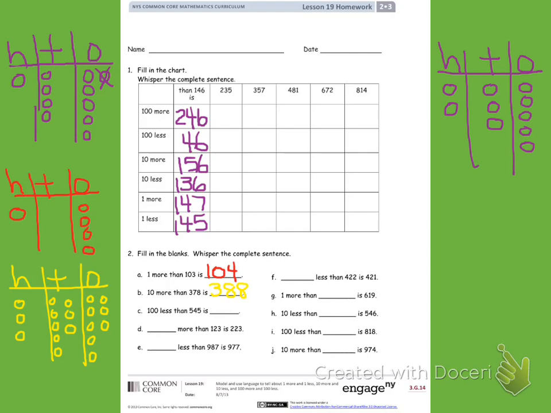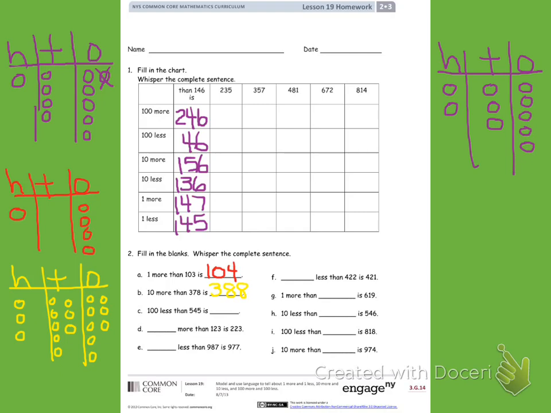The rest of the page is done the very same way. The only difference is on items D, E, and F, you have to determine if it's 1 more, 10 more, 100 more, or 1 less, 10 less, or 100 less.